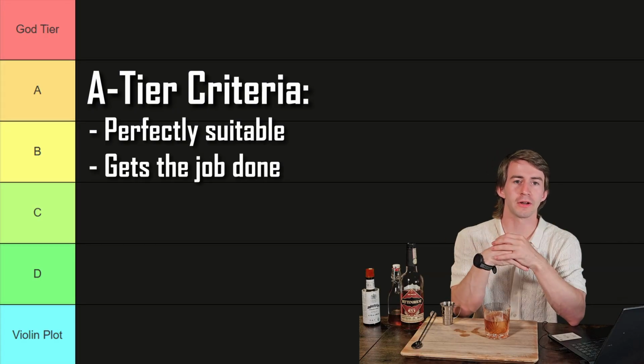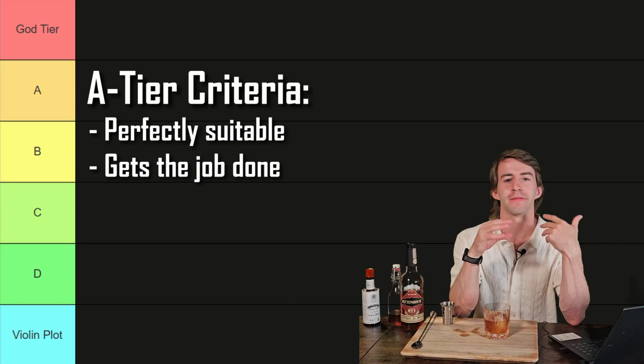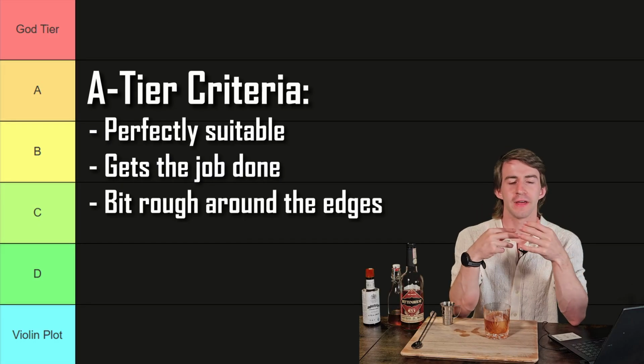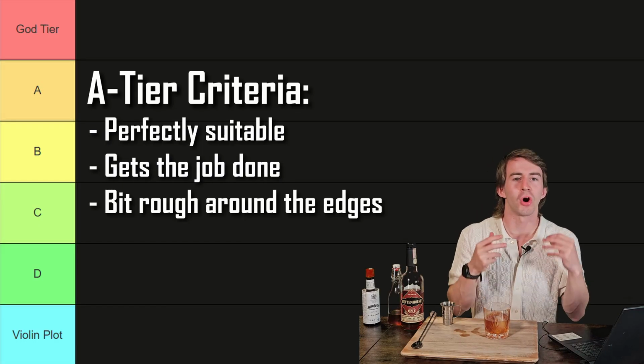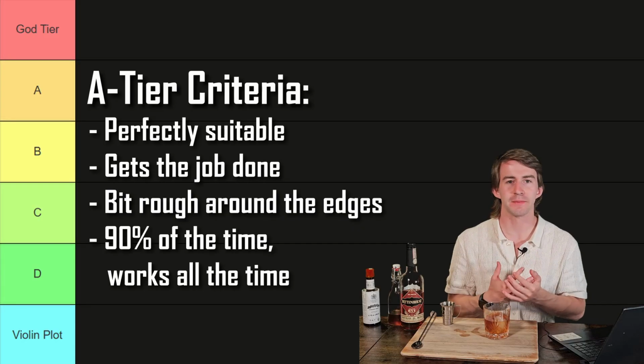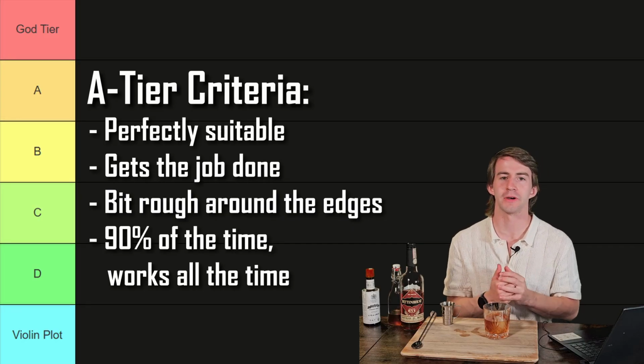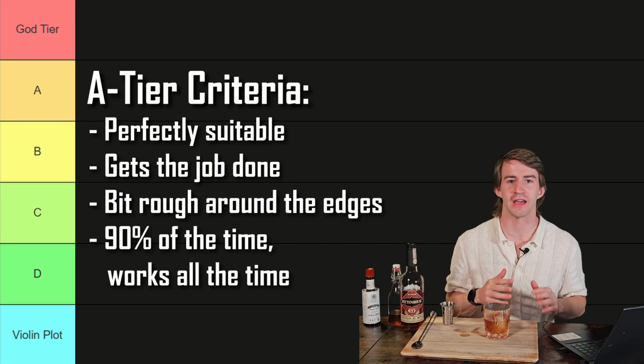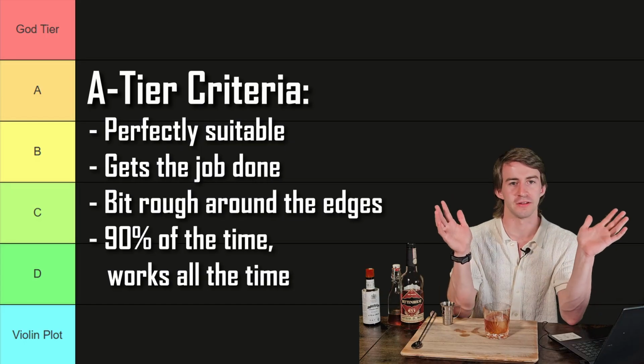A tier is for the plots that are perfectly suitable. They will get your point across. They might not have some of the nice refinements of the S tier plots. They might not be totally foolproof, but 90% of the time it is going to do exactly what you need it to do. Everybody's going to understand it. You're not going to have any issues with these A plots.